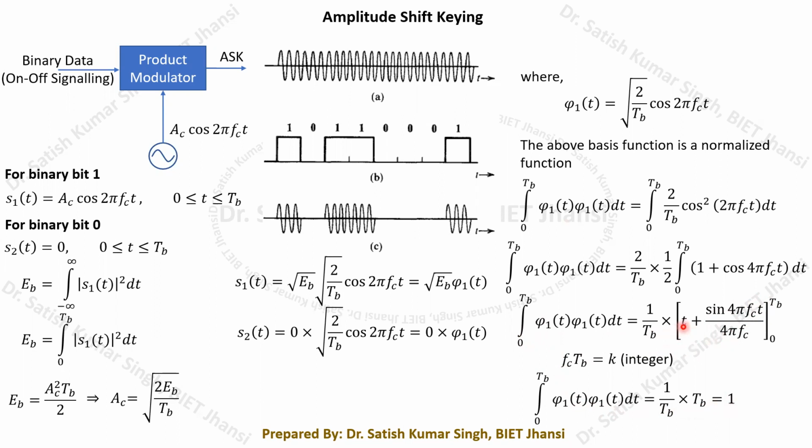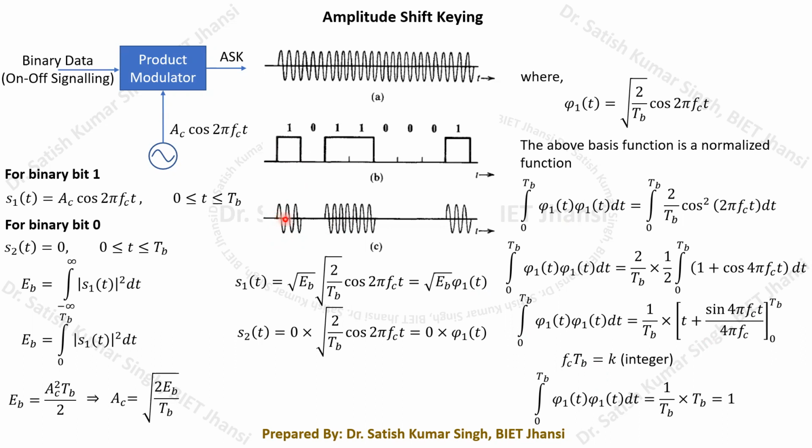Because here we get TB and the other term is 0, the result of the integration is equal to unity. This way we prove that the basis function that we have taken, with this condition, is a normalized function. You remember that. So what does it mean to have FC TB equal to K? If you see from this picture itself, you can see how many cycles we have got within this duration TB.